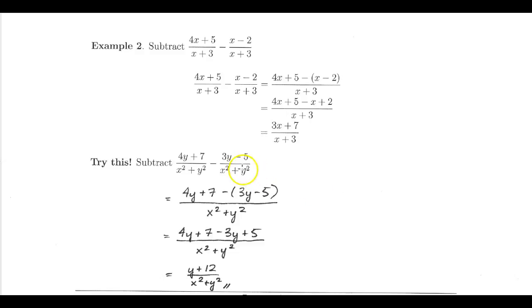So here we have (4y plus 7) over (x squared plus y squared) minus (3y minus 5) over (x squared plus y squared). We have the same denominator, so we can take the opposite of the numerator of the second fraction. So I put parentheses around the 3y minus 5. That's really essential to help me make sure I distribute the negative correctly. So we'll have 4y plus 7 minus 3y plus 5. And then we can simplify the numerators. So we have 4y minus 3y is y, 7 plus 5 is 12. So this simplifies to (y plus 12) over (x squared plus y squared).